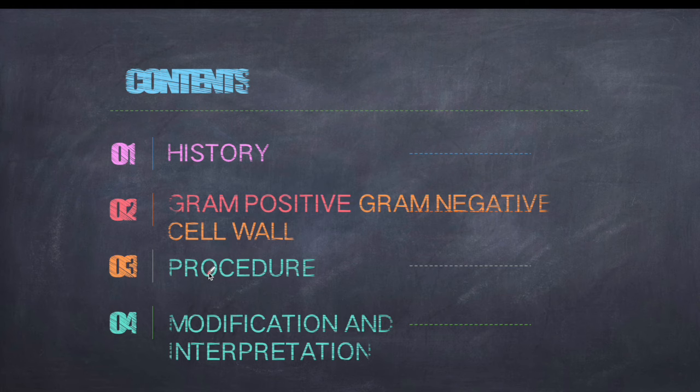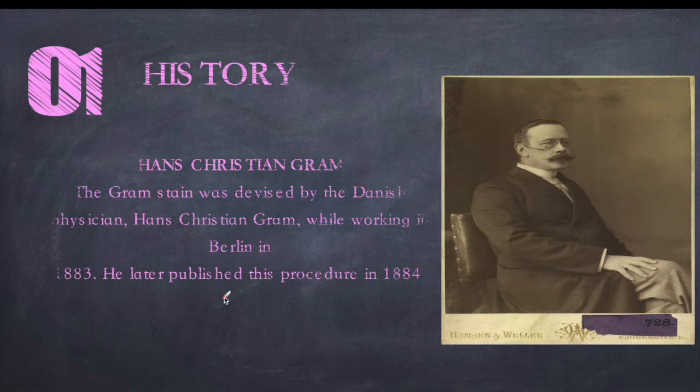First of all, we will cover history. Then we will see the difference between gram positive and gram negative bacterial cell wall. Then the procedure of gram staining, and then the modification and interpretation of gram staining. So, the history of gram staining.